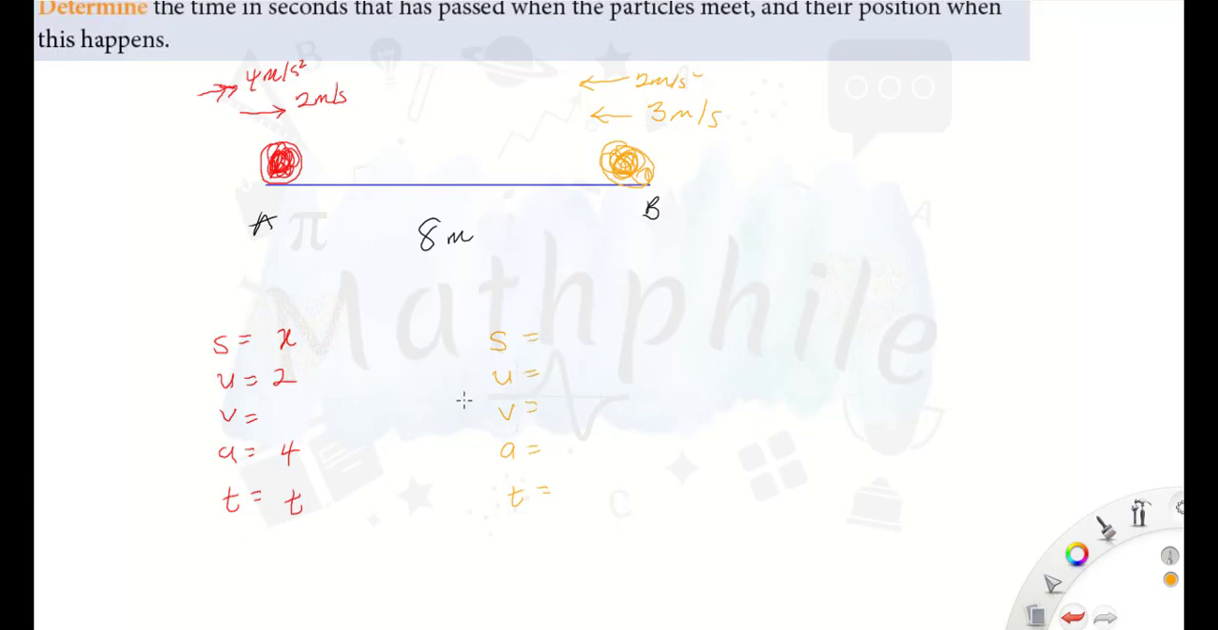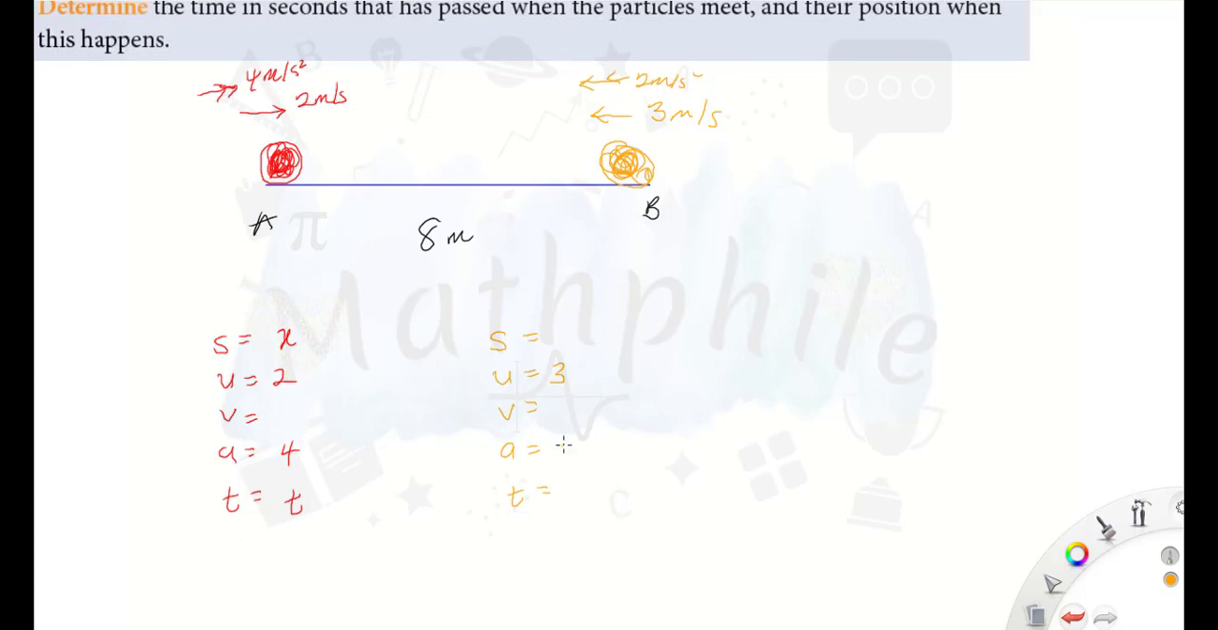For the red one, the SUVAT, the initial velocity was 2 and the acceleration was 4. For this one, the initial velocity is 3. Sorry, I was using the same arrow, it was my mistake. This should have been a double-headed arrow. So the initial velocity is 3 meters per second, the acceleration is 2 meters per second squared, and the time was the same.